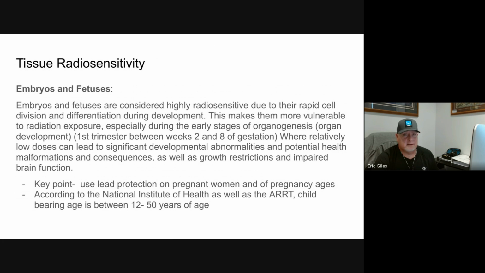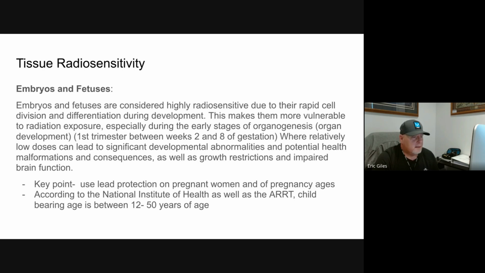I just say if they're pregnant, cover them up, unless we are imaging those areas, we can't cover them up. Okay, and like it says here, relatively low doses can lead to significant developmental abnormalities or potential health malformations. Okay. So a key point here, use lead protection on pregnant women and those of pregnancy ages. Okay, whether they say they're pregnant or not, we should be covering them up.